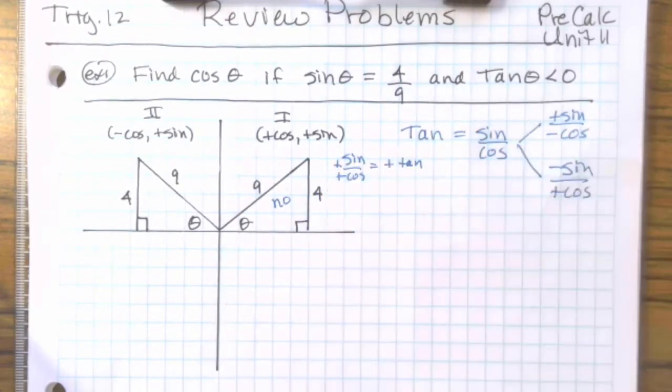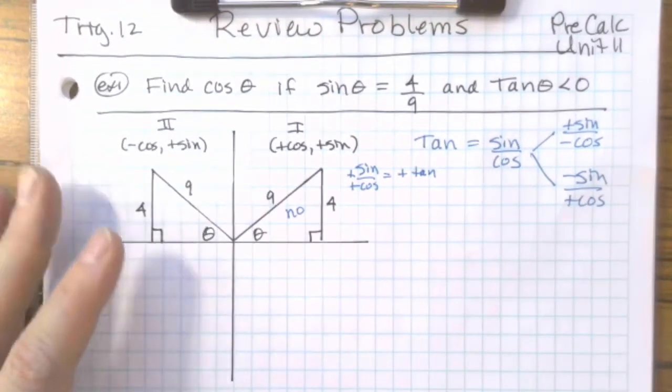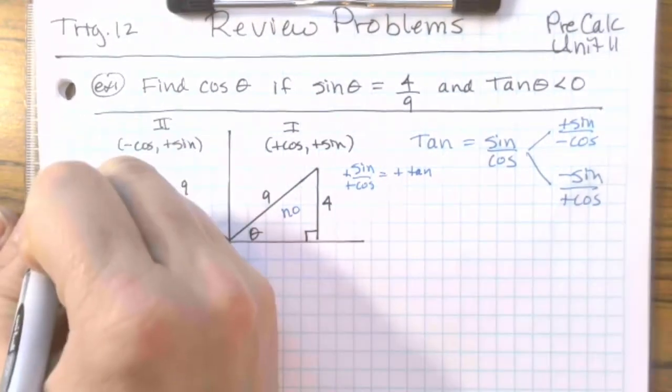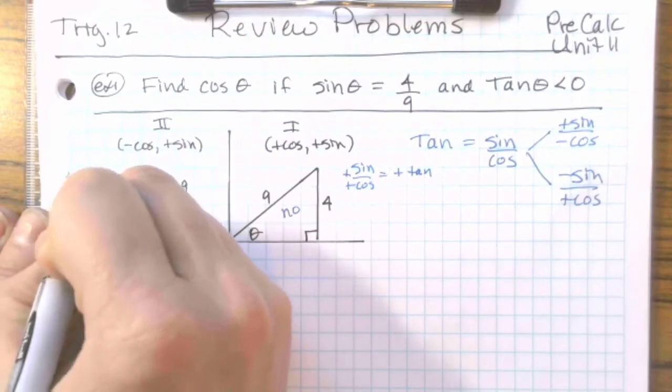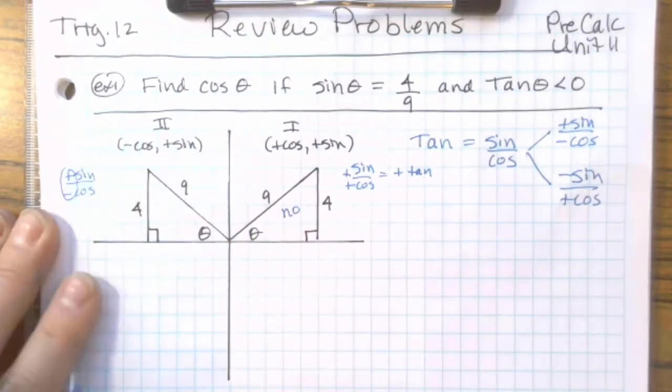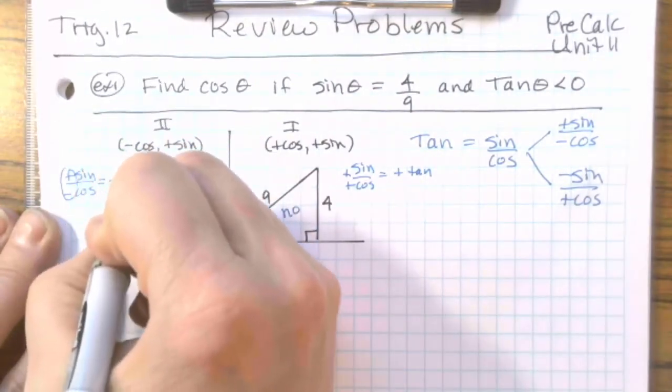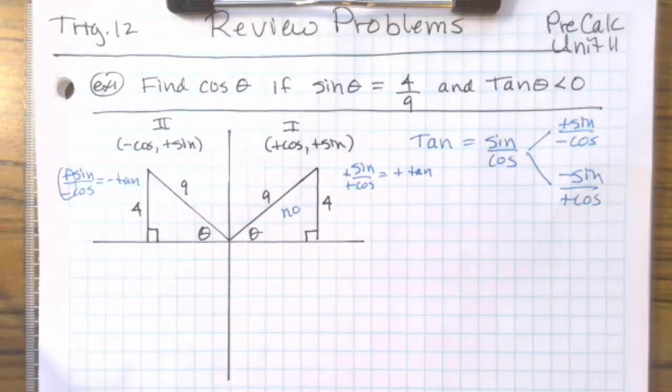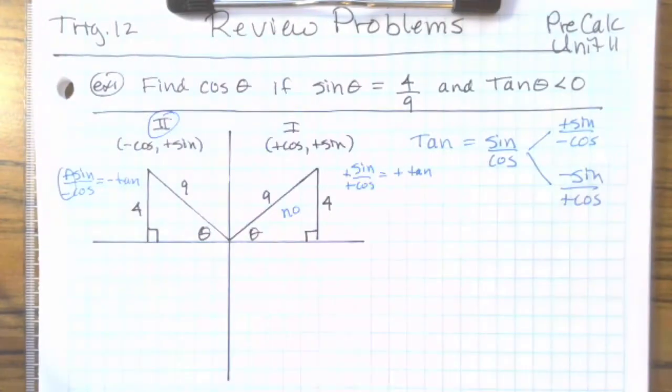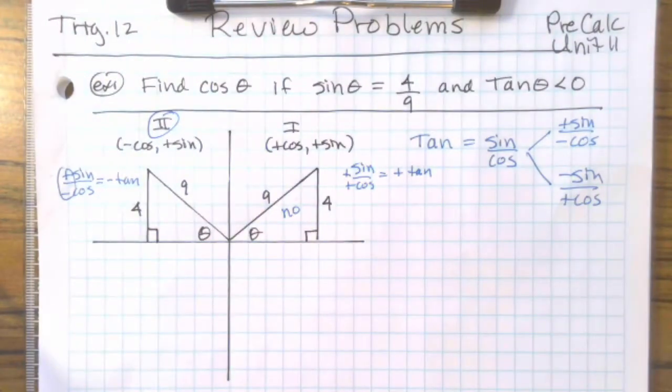So no. That leaves us with quadrant 2, which makes more sense because a positive sine over a negative cosine, a positive divided by a negative, is a negative tangent. So that's how you figure out which quadrant your answer is in. It is in quadrant 2. So now we're in the position of finding cosine of theta. We want to find cosine of theta.